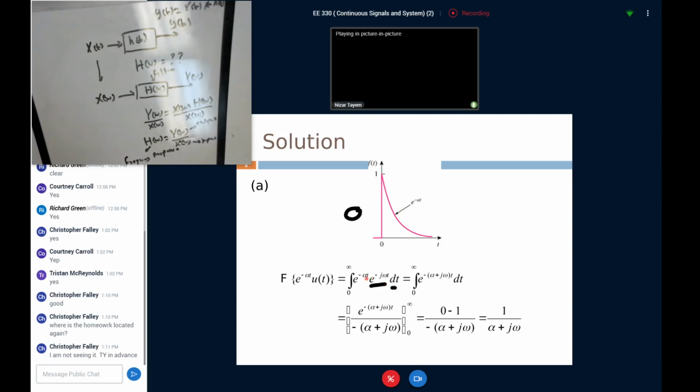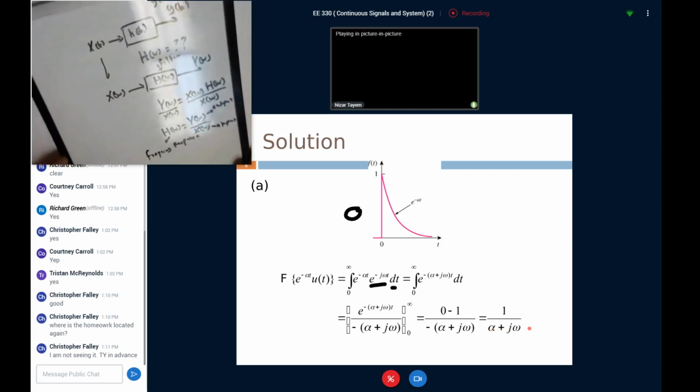Then we can add these two exponentials. We have the integral from 0 to infinity of e^(-(α+jω)t) dt. This is just an exponential function, so it equals e^(-(α+jω)t) over -(α+jω), and we evaluate it from 0 to infinity. If we do that, we get 1 over α plus jω.